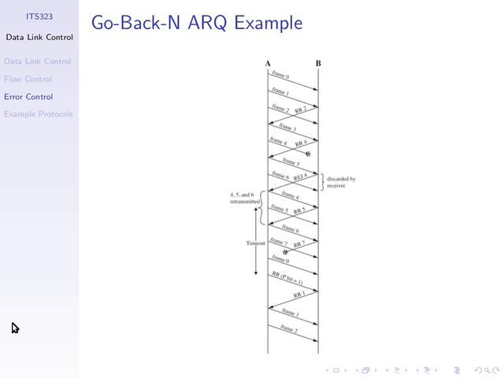We'll describe this in the example. It's a bit harder to see, but we have multiple frames being transmitted by A, frame 0, 1, 2, 3, 4, 5. So we have a window size still, same with sliding window. We can send multiple frames.